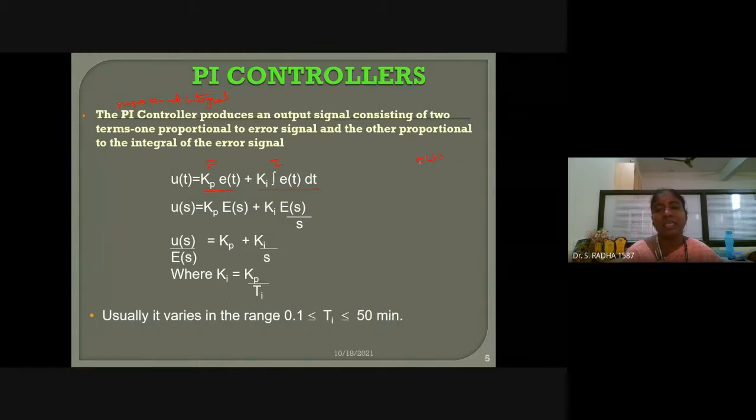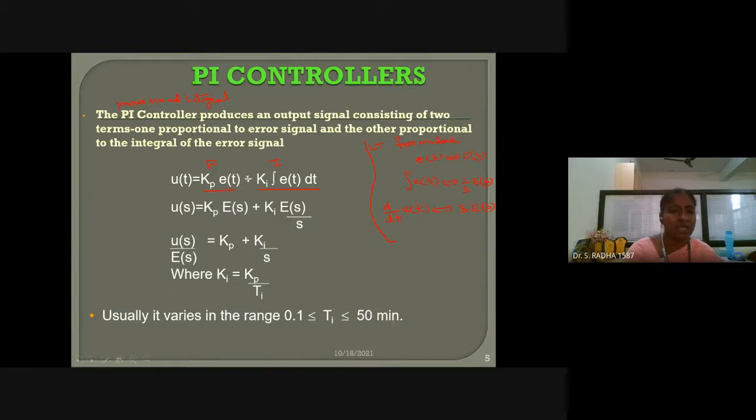In the Laplace transform formulas, the integration formula: the Laplace transform of the integral of e(t) is 1/s times E(s). And d/dt of e(t) gives s times E(s). These are the Laplace transform formulas.